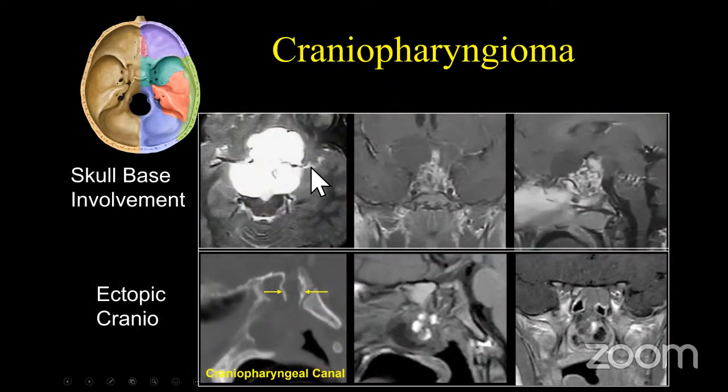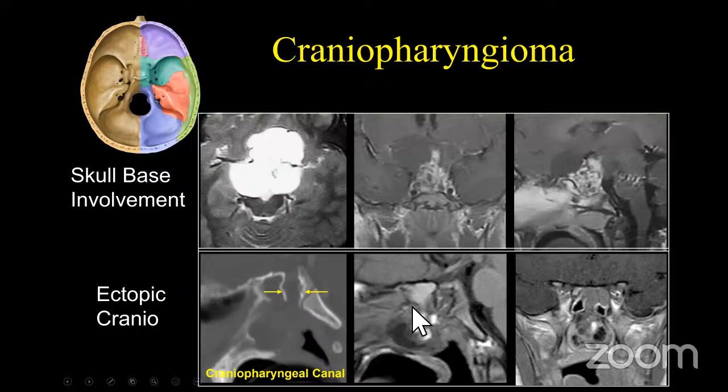Now, these are a little bit more unusual examples of craniopharyngiomas. I know all of you have seen lots of craniopharyngiomas. I'll just show you a few atypical examples. This was a large craniopharyngioma involving the skull base. You can see it's actually encasing the A1 and the M1 segments of the internal carotid artery. And this was an example of an ectopic craniopharyngioma.